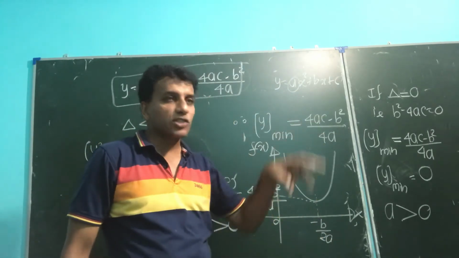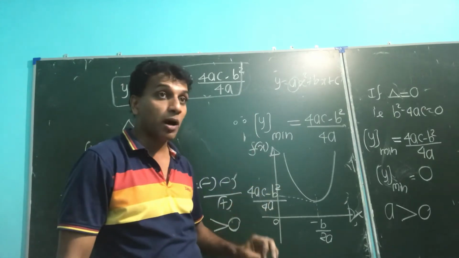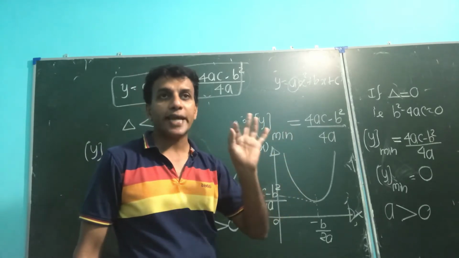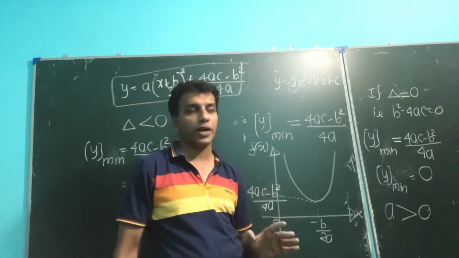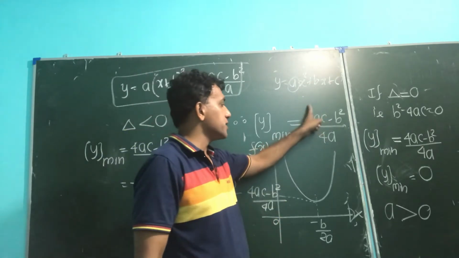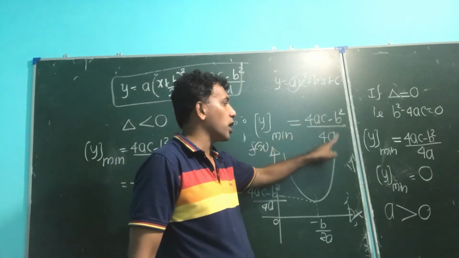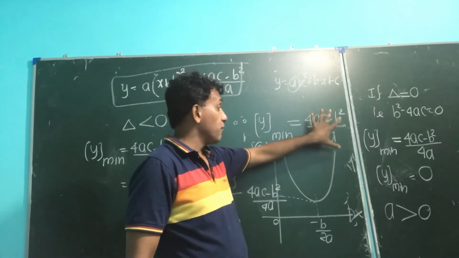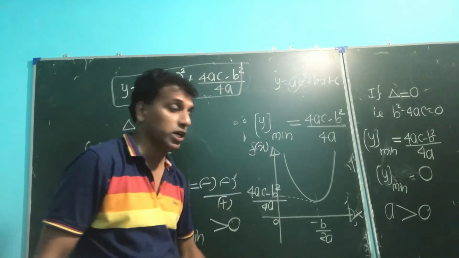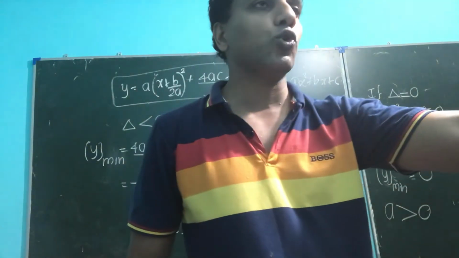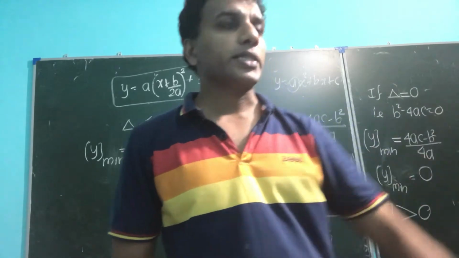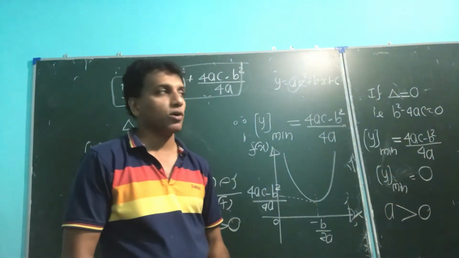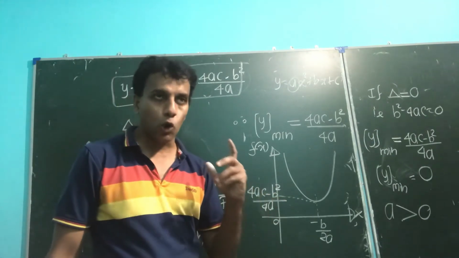Therefore, there are three cases of minimum: zero minimum, negative minimum, positive minimum. Everything depends on the delta or discriminant value, right? The general formula is 4ac minus b square over 4a, the minimum form. Everything happens about the symmetric equation x equal to minus b over 2a, which becomes the symmetric axis. Okay, so the minimum type is over.